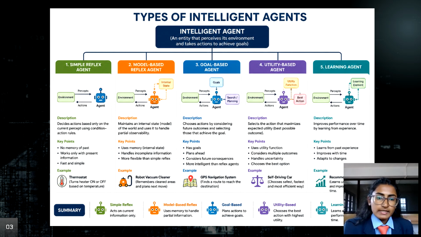As you can see, these are the different types of intelligent agents in artificial intelligence. They include simple reflex agent, model-based reflex agent, goal-based agent, utility-based agent, and learning agent. Today, I will mainly explain the goal-based agent and the utility-based agent, which are more advanced because they can make intelligent decisions based on goals and utility.